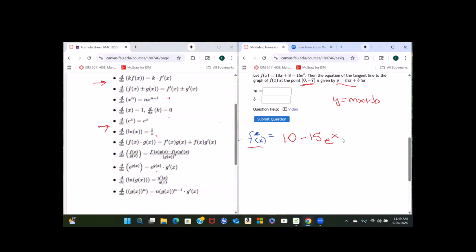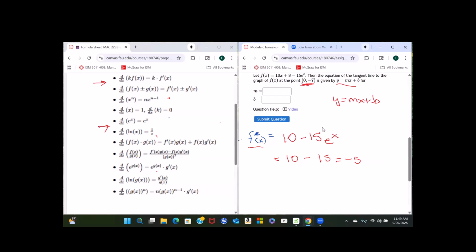I'm here. Well, I need the slope because that's my first question. I have the derivative. What do I do? You plug in something for x. What? 0. Yes, because they want the equation at that point, so I need the slope at that point. So I plug in 0. I get 10 minus, and anything to the 0 is 1, but 10 minus 15 equals minus 5. And hopefully I didn't do my arithmetic incorrectly.